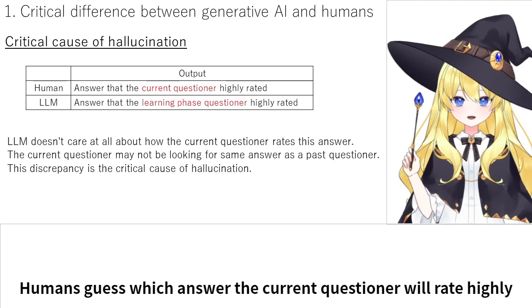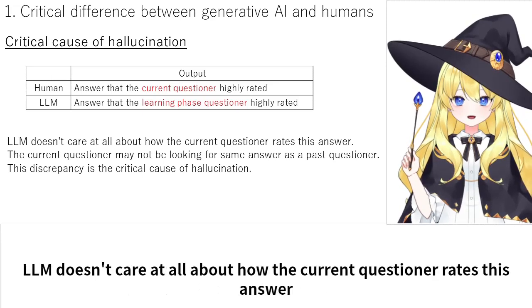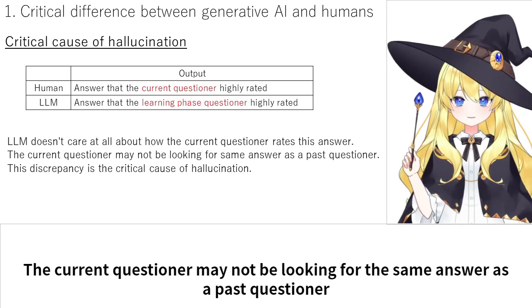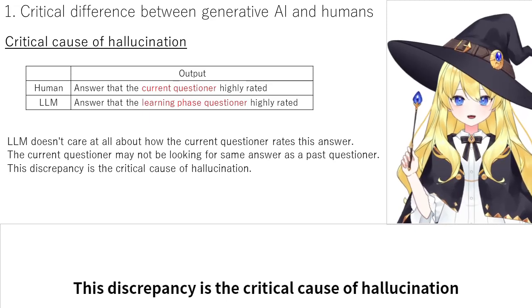Humans guess which answer the current questioner will rate highly. LLM, on the other hand, outputs the answer that was rated highly by the questioner in the learning phase. LLM doesn't care at all about how the current questioner rates this answer. The current questioner may not be looking for the same answer as a past questioner. This discrepancy is the critical cause of hallucination.